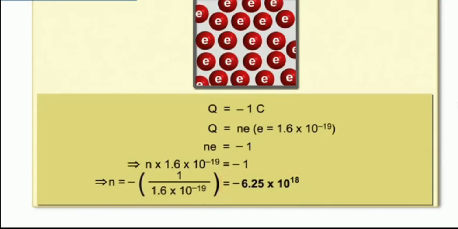Here, n is a negative integer, indicating that the body has gained a negative charge. So we see that 1 coulomb of negative charge contains 6.25 multiplied by 10 raised to the power 18 electrons, which is a very large number of electrons.